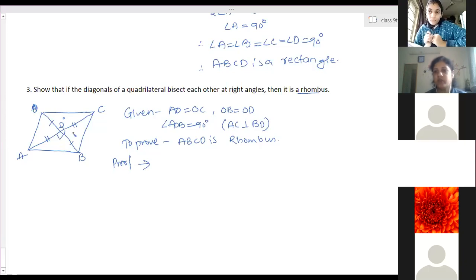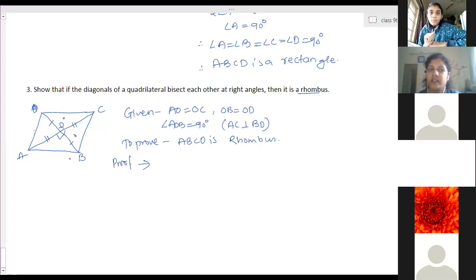There is one more easier method. Prove first it is a parallelogram. We know that its diagonals are bisecting each other, and in a quadrilateral, if diagonals bisect each other, then it is a parallelogram. So therefore, ABCD is a parallelogram. So therefore, AB is equal to CD and AD is equal to BC. Now, if we show AB and AD or CD and BC are equal, that means all four sides are equal to each other. So in a parallelogram, if all the sides are equal, then it is a rhombus. So only one congruency we can show, that is enough.